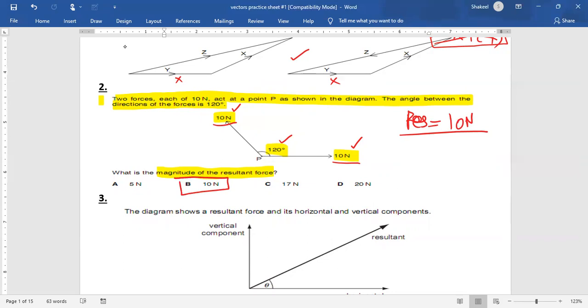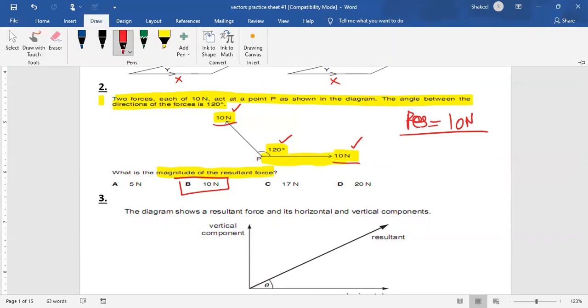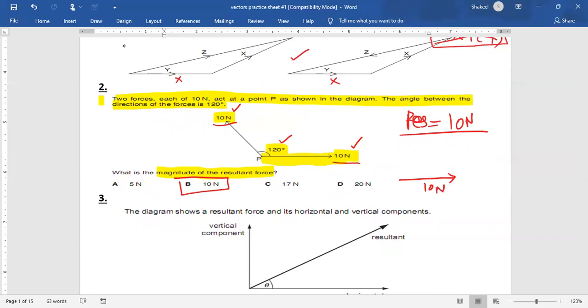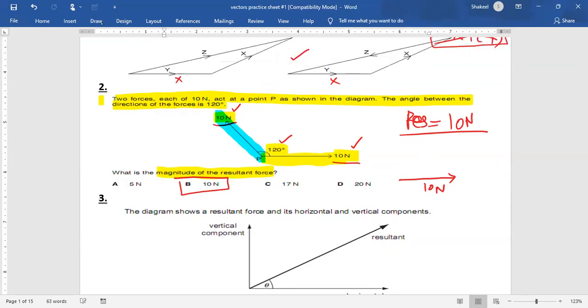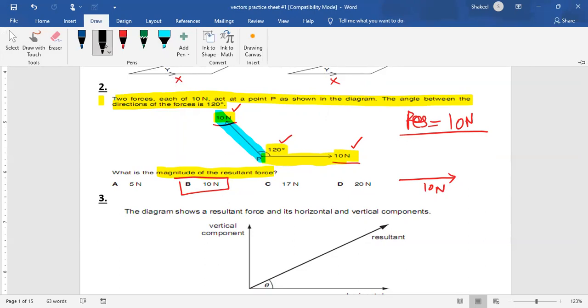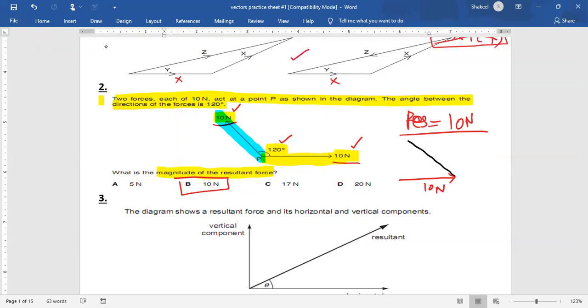So first draw this vector of 10 Newton. So I'm drawing this vector of 10 Newton. Okay, then draw the other vector, which is like this one, this 10 Newton. So now you have to draw that one. And according to head to tail rule, we cannot change the direction, but we can change the position. So this is 10 Newton. Now the angle between them was 120, but actually this angle was 120. If you look in the diagram, it is similar, this angle. So the interior angle between them will be 60 degrees now.